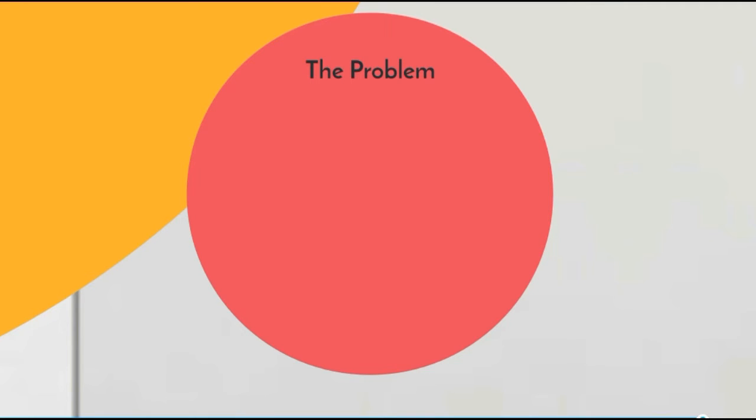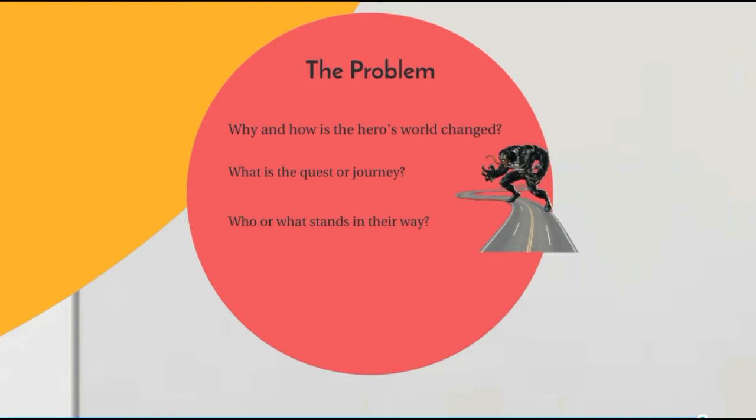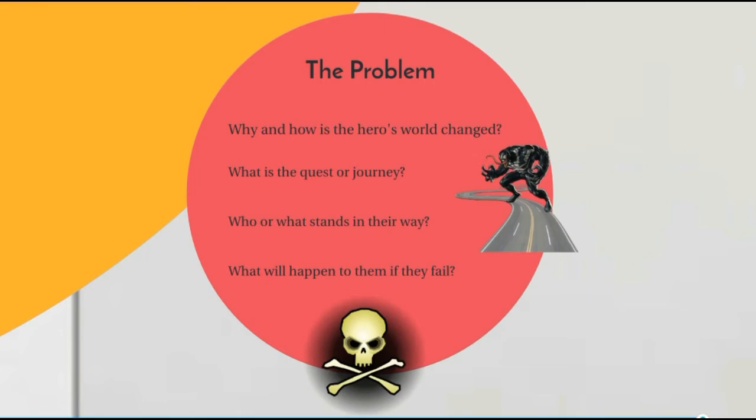Describe the problem, which is what happens to turn the hero's world upside down. What is the goal or the quest that they have committed themselves to? To make a great story, someone or something must stand in the way of the hero's dreams. Let the reader know what this is. And finally, the stakes of the hero not reaching his goal must be high, and may include misery, banishment, loneliness, or even death.